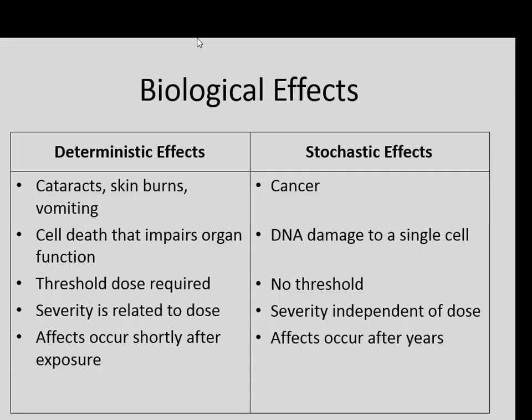The biological effects of radiation are broken into two main areas. There are deterministic effects or immediate effects that result from an acute exposure to a high level of radiation. Examples include cataracts, skin burns, vomiting, and death. The radiation exposure impairs organ function by causing excessive amount of cell death. Deterministic effects require a threshold dose before they will be observed, and the severity is directly related to the dose.